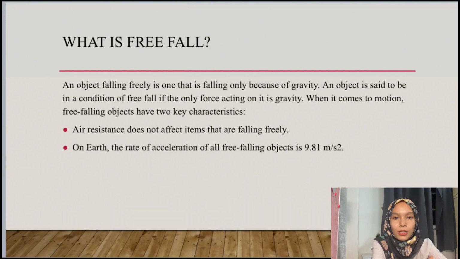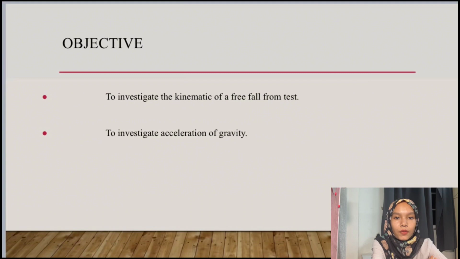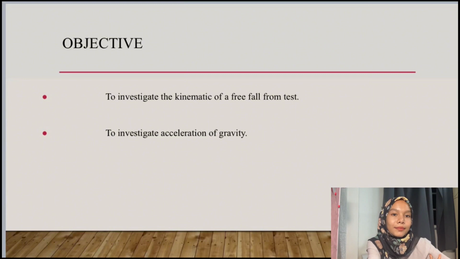meter per second square. The objective of this experiment is to investigate the kinematics of a free fall from test and to investigate acceleration of gravity speed. That's all from me. I will pass to the next presenter.